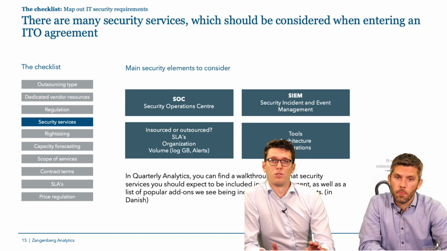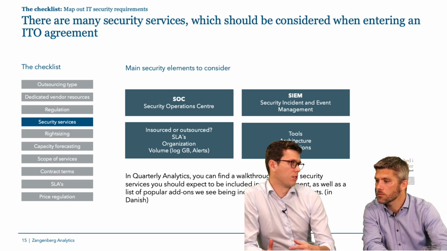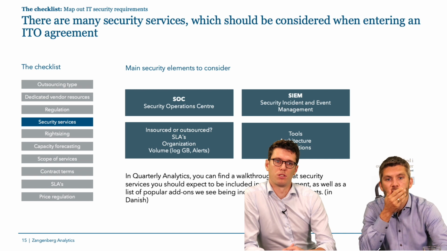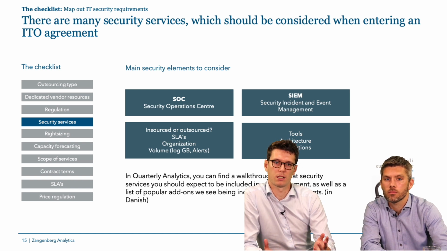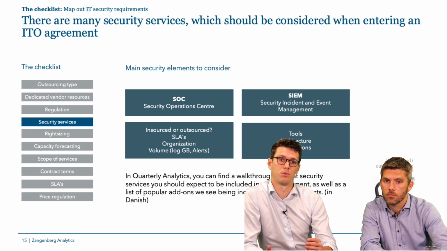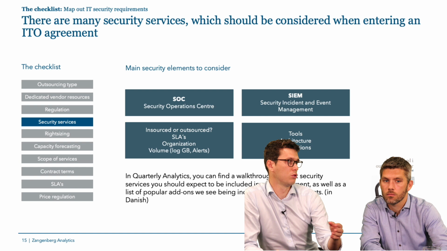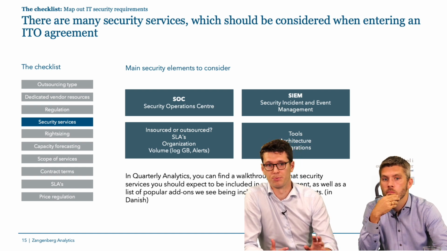So the next thing you should do is map out your need for the different security services which are on the ITO market, because as we mentioned earlier, there's a constantly growing number of security offerings in the ITO market, and you should consider which of these are relevant for your agreement and which of these aren't, and perhaps you are choosing to do some of the services yourselves, or perhaps you are outsourcing to another vendor which is not your primary ITO vendor.